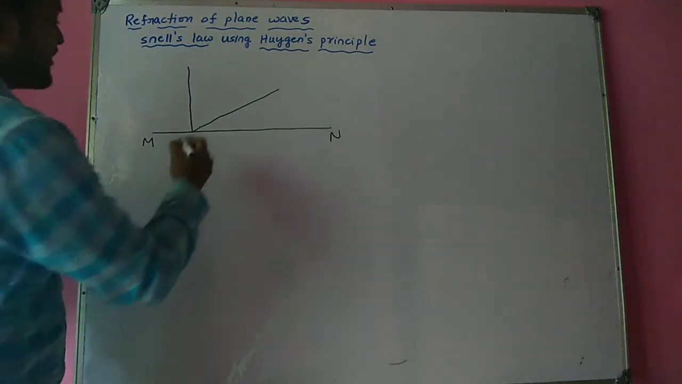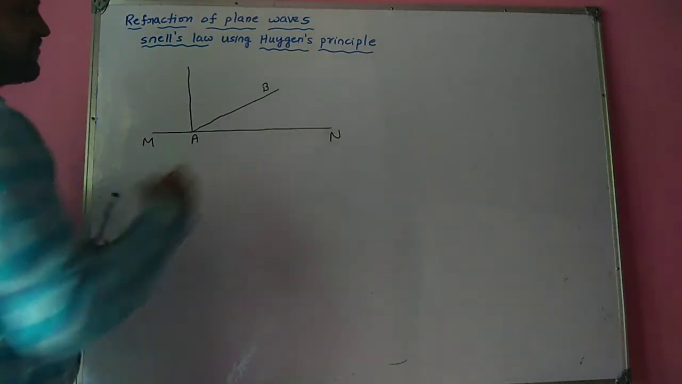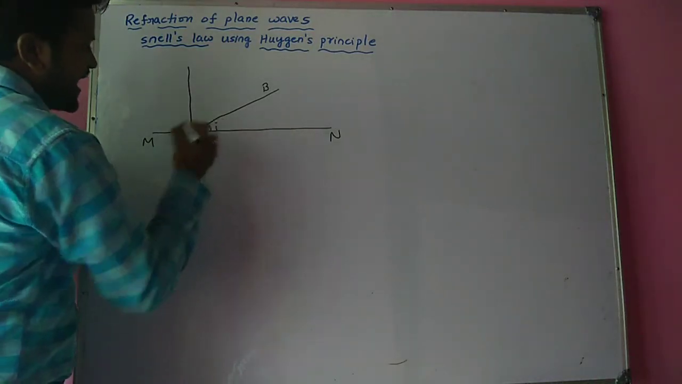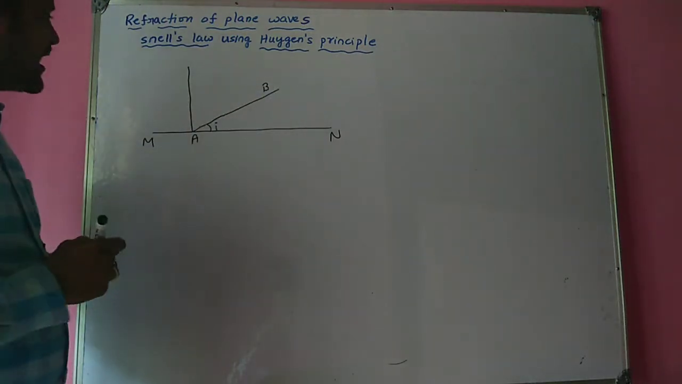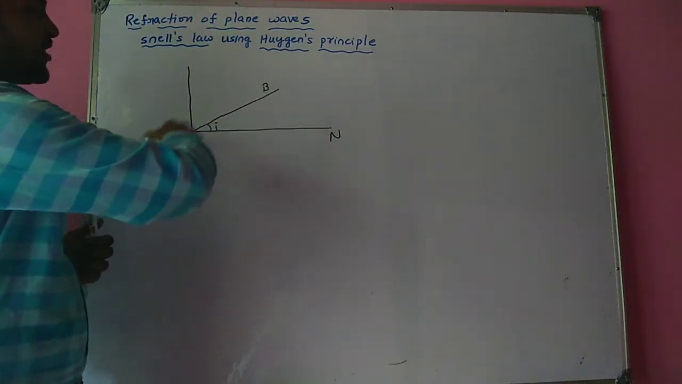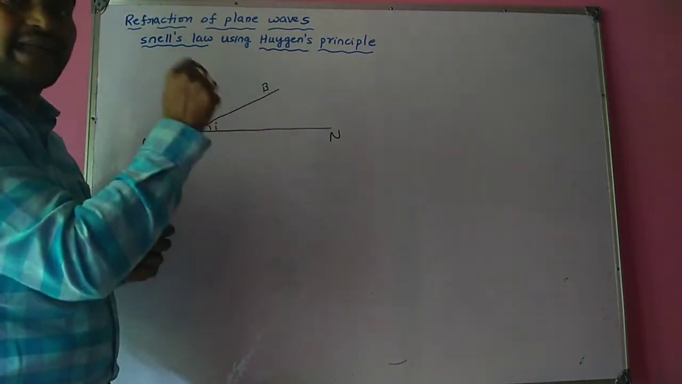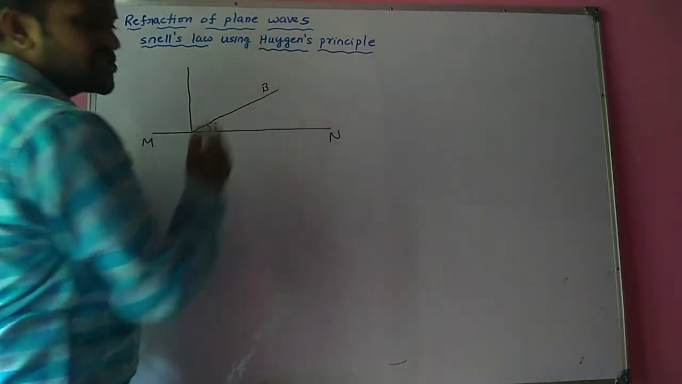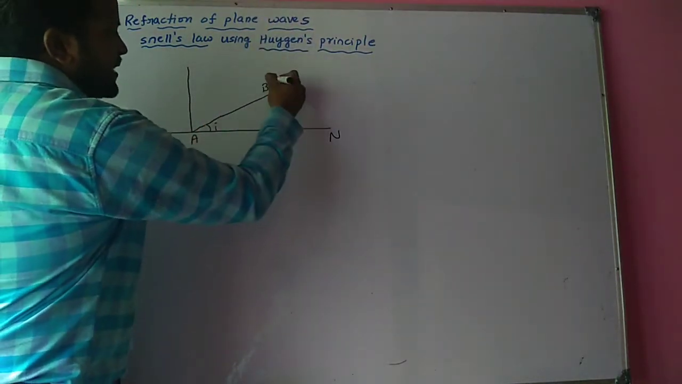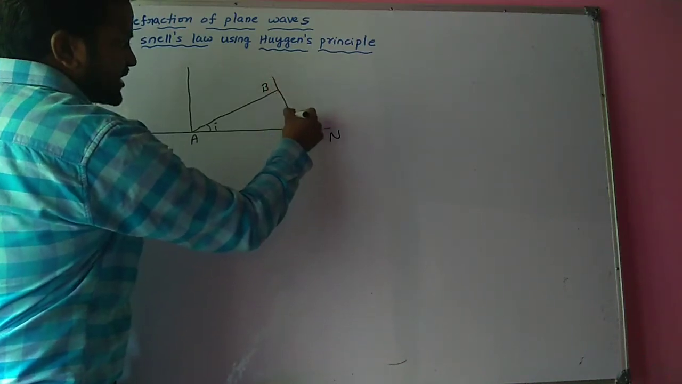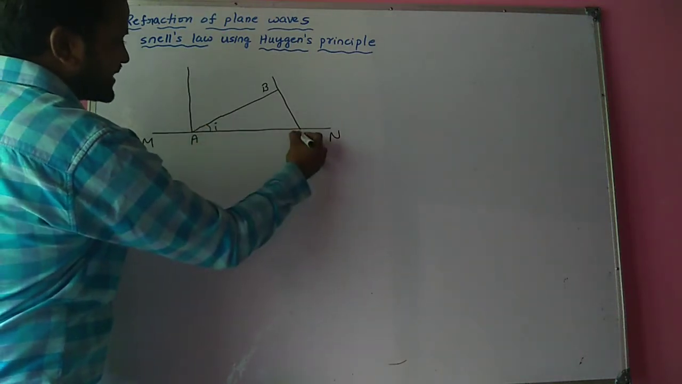Let us consider a plane wavefront AB incident on this refracting surface at an angle of incidence, say i. According to Huygens principle, each point on the wavefront acts as the source of secondary disturbance. The point B also acts as a source of secondary disturbance. From that disturbance, the wave spreads in all directions. The wave travels from B and touches the refracting surface at C.